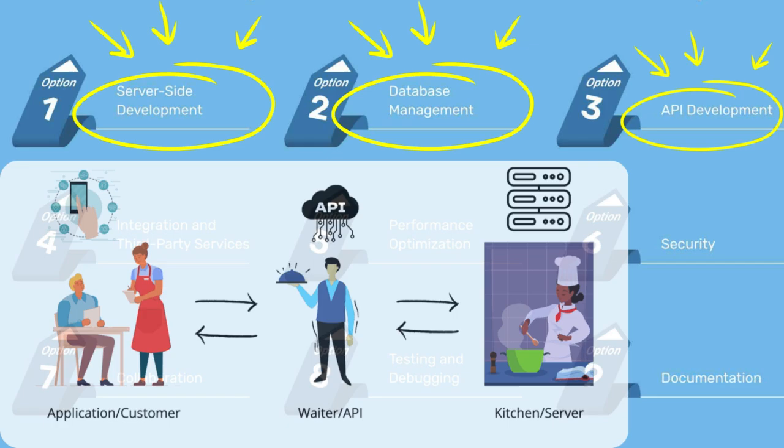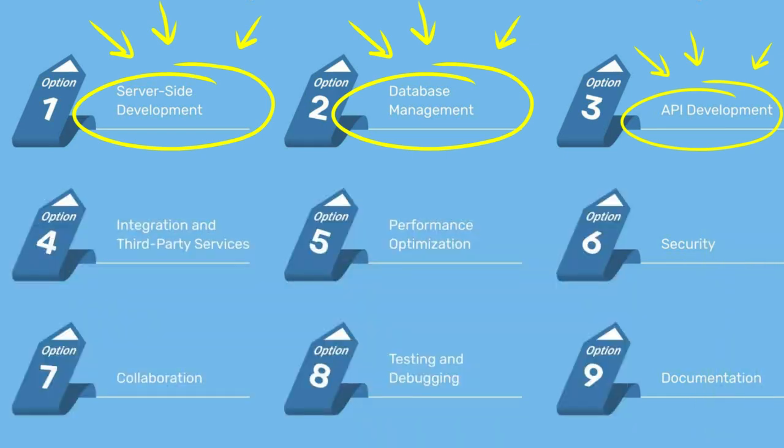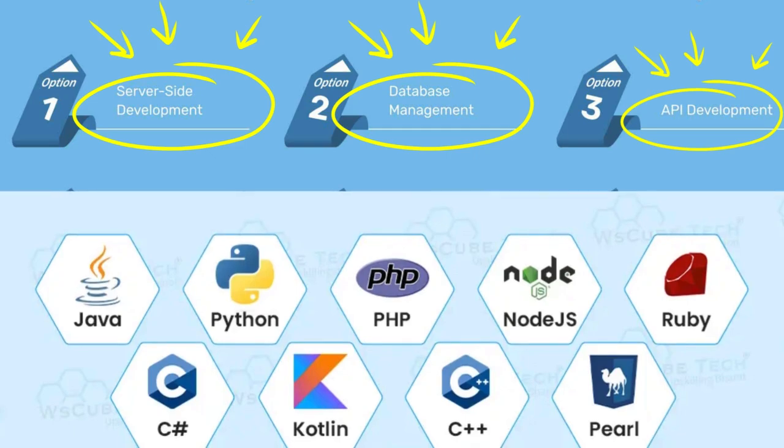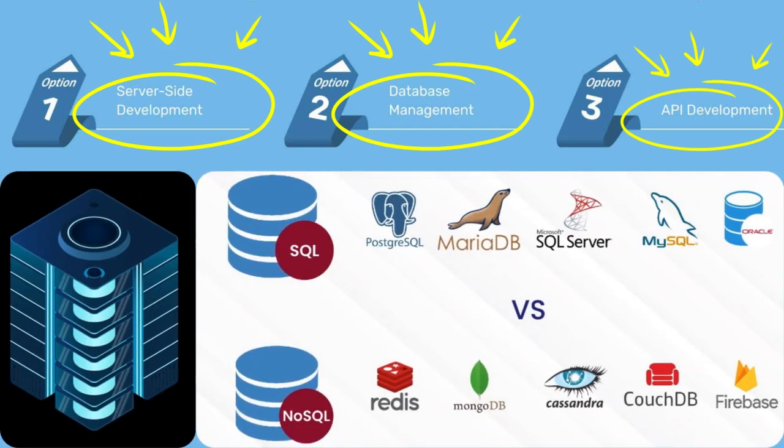API stands for Application Programming Interface. You create interfaces that allow the different parts of the software or the different components to communicate with each other. In order to succeed with this task, you need programming languages like Python, JavaScript, PHP, Ruby, Java, C#, you name it. You also need a database, which could be relational or not only relational. That is SQL and NoSQL databases, which we already discussed earlier.